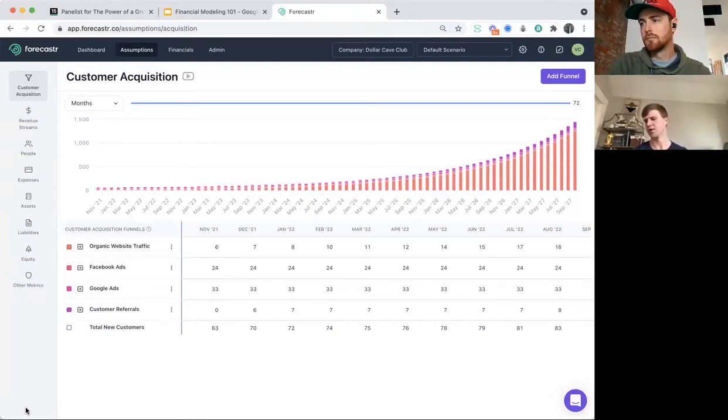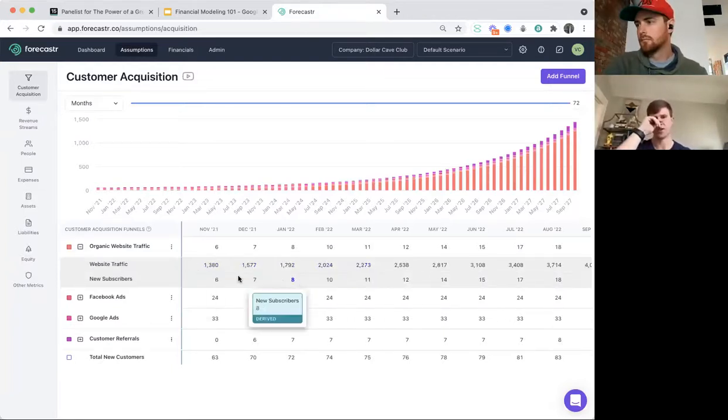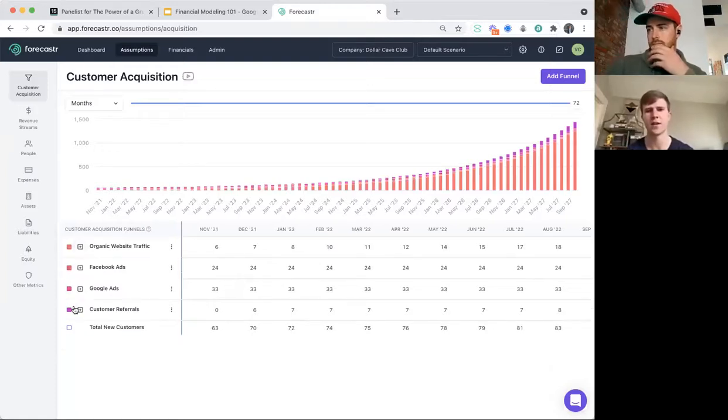So this is outlining the different ways that Dollar Cave Club is getting customers. They've got people that are organically going to their website. So if I expand this, I can see these are their website visitors, the website traffic, and then these are the new customers that they're getting from that. So they're just inputting a conversion rate to understand that.